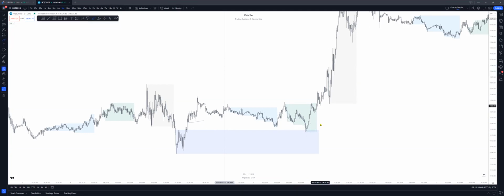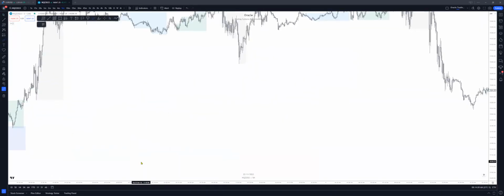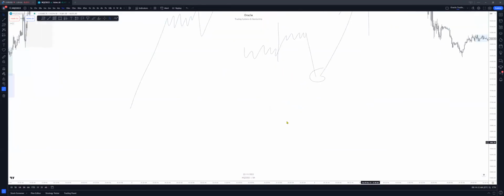I can't hammer it in enough. I have to repeat it 100 times. AMD: accumulation, manipulation, distribution. This can happen in a trend. It can happen pre-session. Asia, London, New York. It can happen in London, and then it can even happen up here within New York, intraday, right?